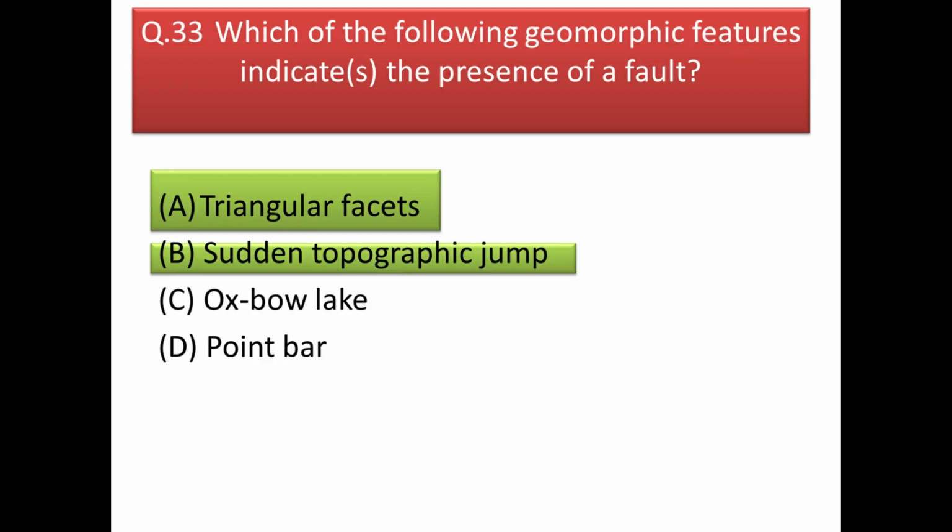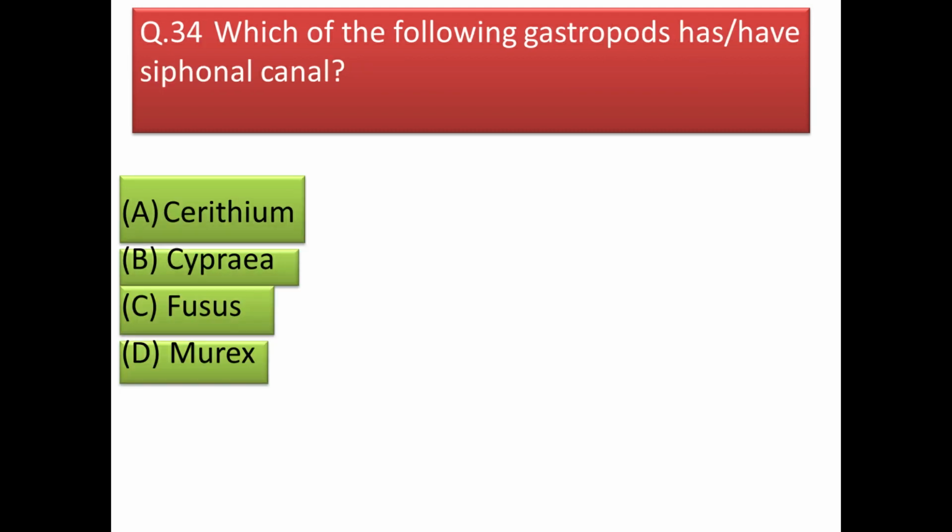Which of the following geomorphic features indicate the presence of a fault? Now, triangular facets indicate the presence of a fault, and the sharp topographic jump also indicates that there is a fault in it. Next question: which of the following gastropods have a siphonal canal? And the options in the given question all have a siphonal canal in them.